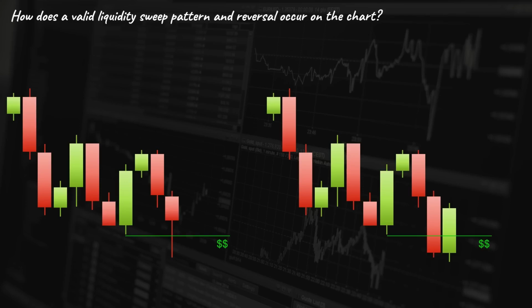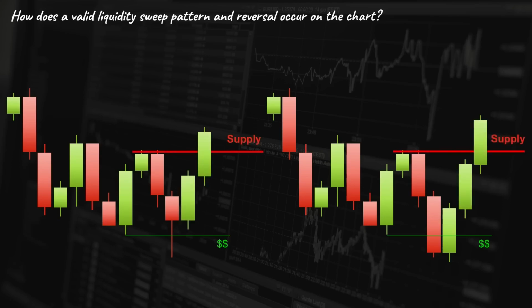Now this is an early sign that we might witness a temporary reversal, at least to this supply level in front of the price. If the price manages to break and close above this supply area, we would have a change of character, which confirms that the downtrend is over and a true reversal is coming.